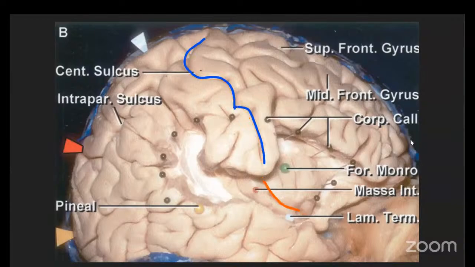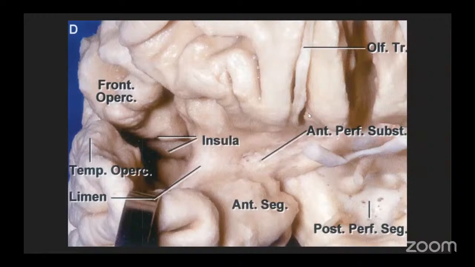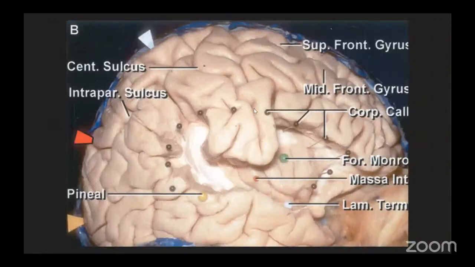Let's move. So you can see the same image without the marking, and if you follow my cursor, this is the central sulcus. From here, the cortex has been removed. You see the insula underneath, and underneath, this is the insular central sulcus, which is in the same direction as the central sulcus of the lateral surface.